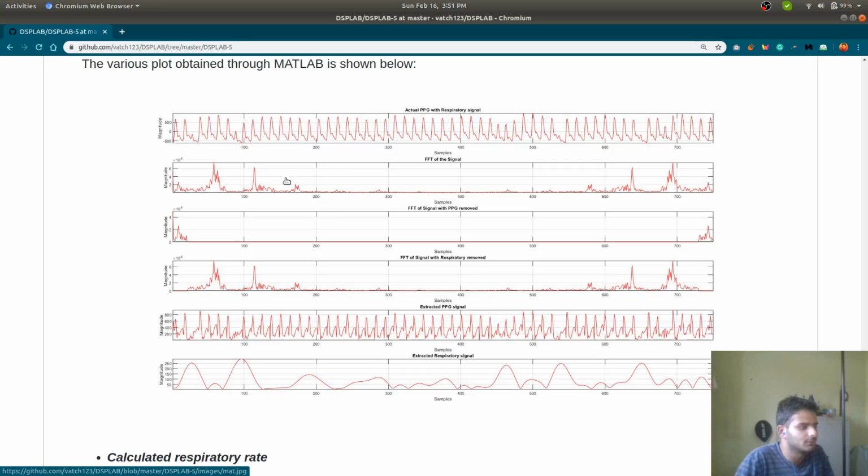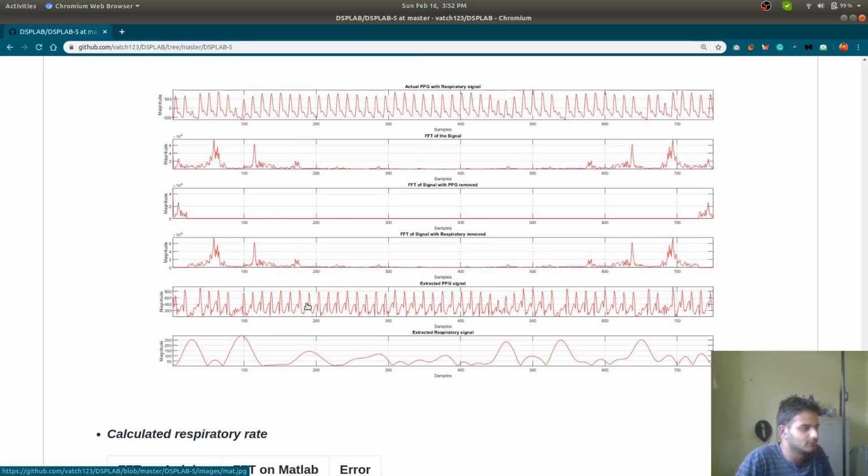This was the actual PPG, this is the FFT in 0 to 21. Here we are removing this part and this part to get the respiratory signal, and if we take only this part, we get the PPG spectrum. So for the FFT of the PPG, we removed this and this, and all the things in the middle we have turned to 0. For the FFT of the signal with respiratory removed, this and this are 0. The entire thing is still present. Extracted PPG, extracted respiratory.